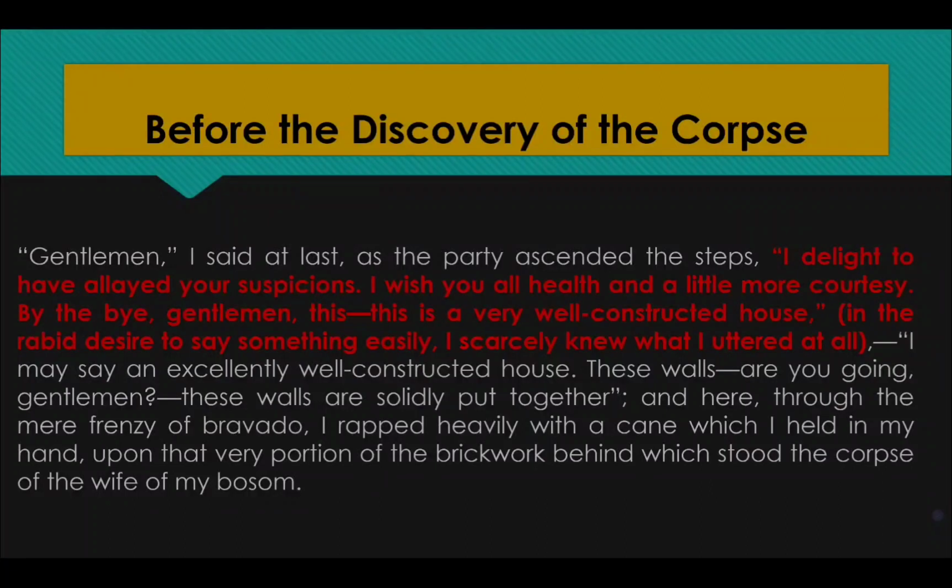His narrative confession concerning the dialogue with the police officer affirms his disordered mind when he said, "I delight to have allayed your suspicions. I wish you all health and a little more courtesy. By the by, gentlemen, this is a very well constructed house." "In the rabid desire to say something easily, I scarcely knew what I uttered at all." So this is a confession, right? It means that the narrator was unaware of what he's talking about.